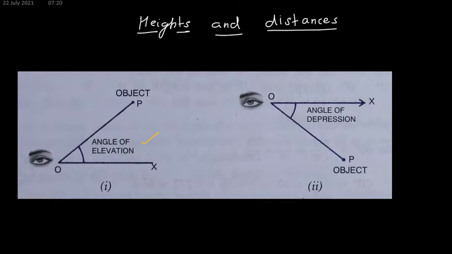In the same manner, when you see something downside, suppose you are on the terrace of a building, and from there you are seeing a truck or a motorcycle on the road, then you will look downward. That line is called the line of sight, the direction in which you are looking towards the motorcycle, and it will make some angle with the horizontal. That angle is called angle of depression.